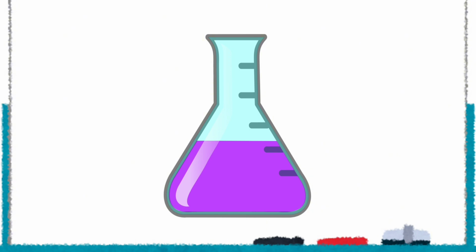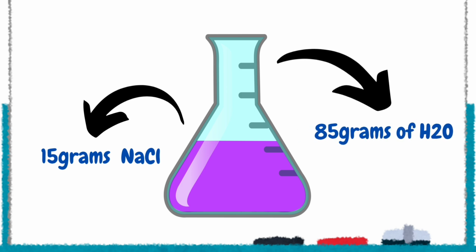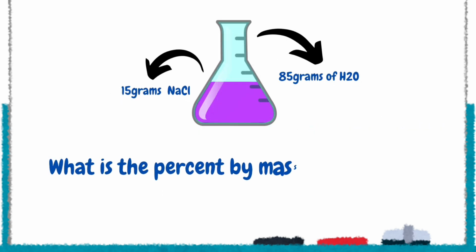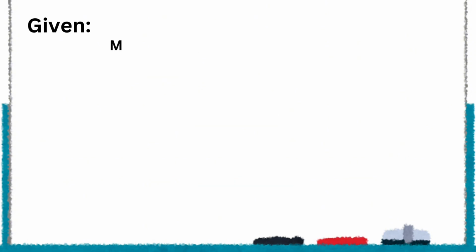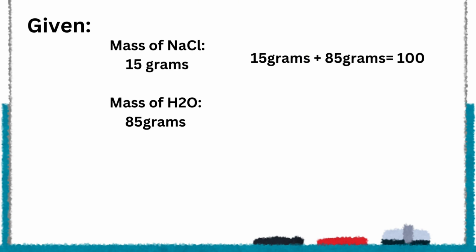Let's walk through an example together. A solution is made by dissolving 15 grams of sodium chloride in 85 grams of water. What is the percent by mass of sodium chloride in the solution? In the given problem, we have 15 grams of sodium chloride and 85 grams of water. If we sum it up, we will get 100 grams of mass of solution.